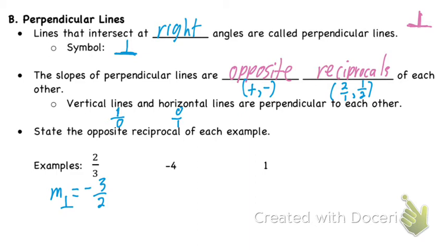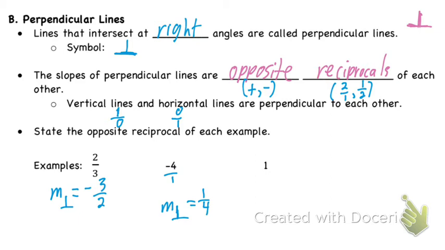So what would be the opposite reciprocal of -4? +4. It'd be positive, but what's -4 secretly over? So what's the perpendicular slope? 1/4. Yeah, because you have to do 1/4. Great question.